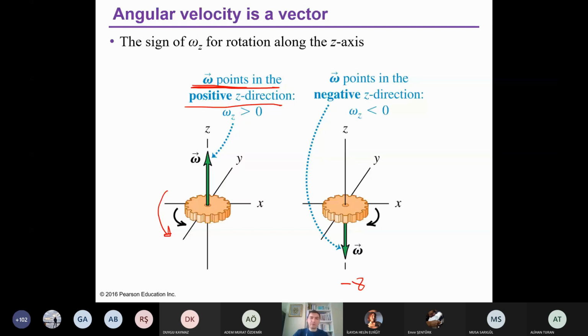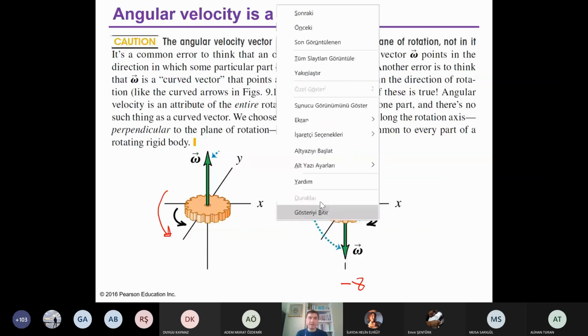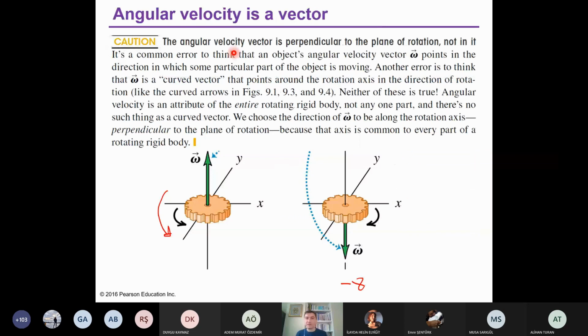So, another important information, caution from the book. Let me also read this part for you. The angular velocity vector is perpendicular to the plane of rotation, not in it.